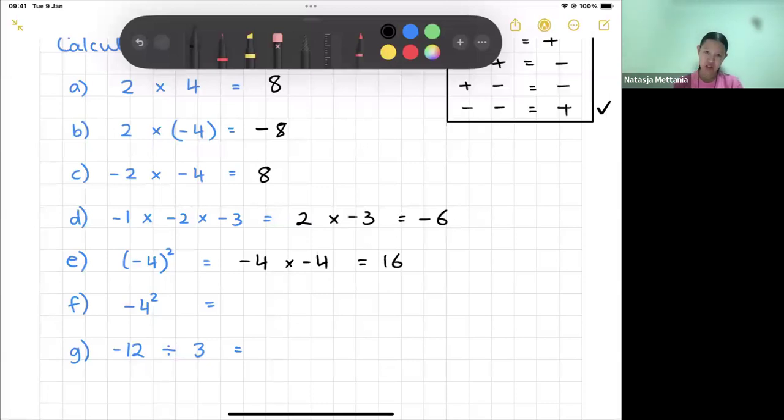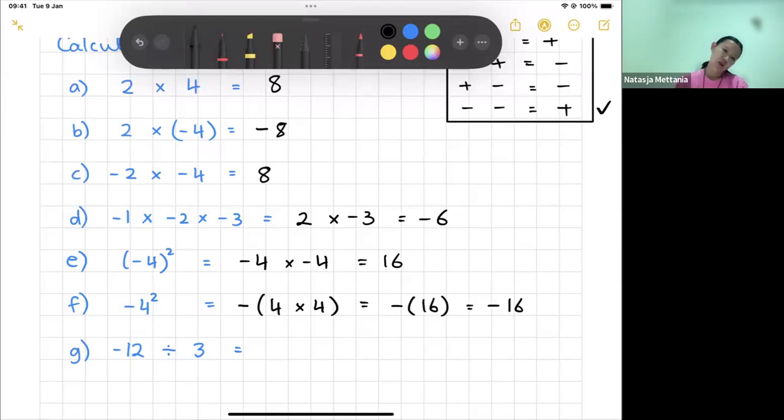Okay, this one right here, it's a little bit tricky. It doesn't have the brackets, but it has a negative 4 squared. How this is going to look like is the following. Negative, and I'm going to do a bracket, 4 times 4, because that 4 squared represents 4 multiplied by itself. Okay, what's 4 times 4? 16. So my answer is going to be negative 16.